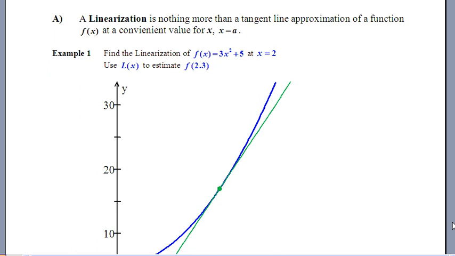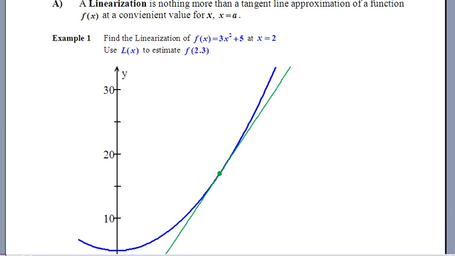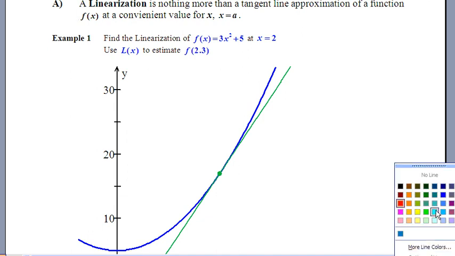So we're going to try it out with this first example here. It says find the linearization of this function. Looks like it's a parabola, 3x squared plus 5. And the nice convenient place that we're going to pick up our tangent at is going to be at x is equal to 2. Sounds like a nice easy place to do that. So all I'm going to do off the start is just do nothing more than what we've done many times before. Find the equation of the tangent line.